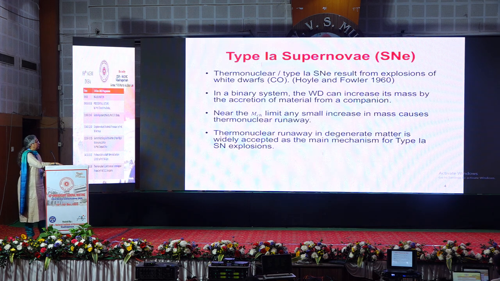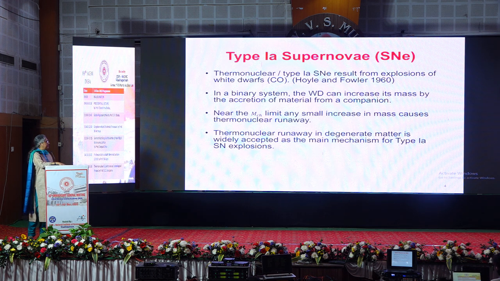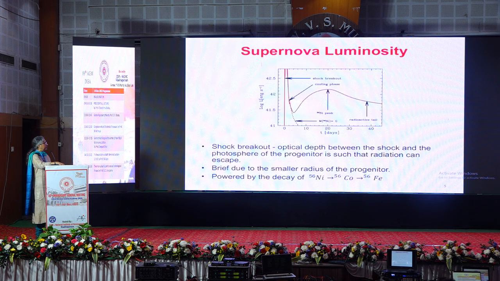So the type 1A supernovae are the result of explosions of white dwarfs, and this was proposed very early, in the 1960s. And these actually occur in a binary system where the white dwarf can accrete matter and increase its mass. When the white dwarf approaches the Chandrasekhar limit, when it reaches a critical density and pressure, it can ignite the carbon and oxygen and lead to a thermonuclear runaway. So today, thermonuclear runaway in degenerate matter is widely accepted as the main mechanism for a type 1A supernova.